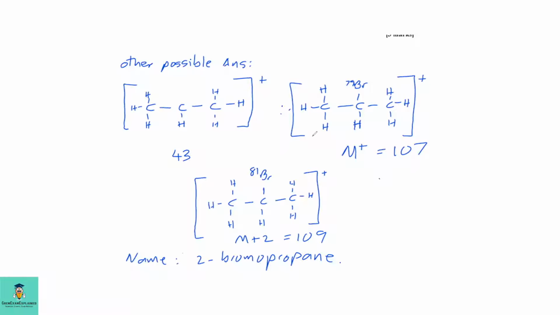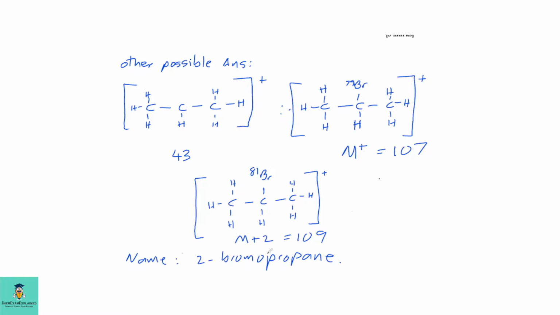Now I'm showing you that there are other possible answers. Now you could form this fragment ion at 43, where we have CH3, CH3 positively charged. And we could form this particular fragment ion where we have CH3, Br 79, CH3. And of course, the same thing could be used for 109, but this time we would change the 79 isotope to 81. So these are other possible answers for the same question before.